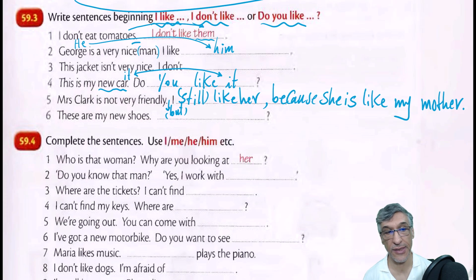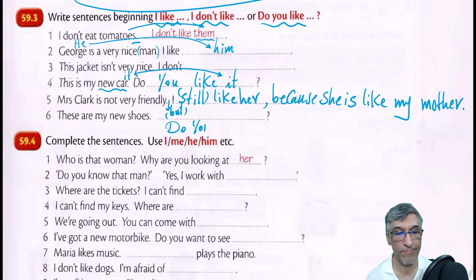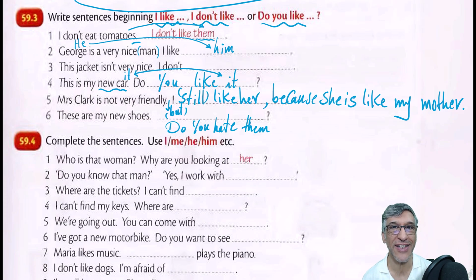Okay, this is nice. These are my new shoes. Do you hate them? Because he is looking, or you are looking at my shoes strangely. I say, do you hate them? You see, I'm changing it. I'm trying to make new ideas.